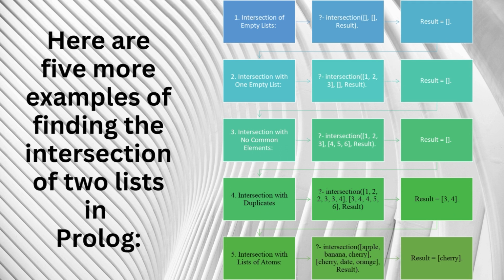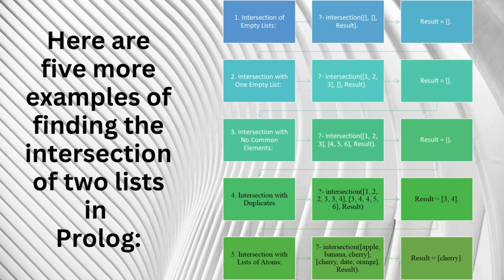Next is intersection with no common elements. You query the first list 1, 2, 3, comma 4, 5, 6, comma result. The result will be an empty list because there is no common element. Next type is intersection with duplicates. You query intersection of 1, 2, 2, 3, 3, 4, comma 3, 4, 4, 5, 6, comma result. The result will be 3, 4.